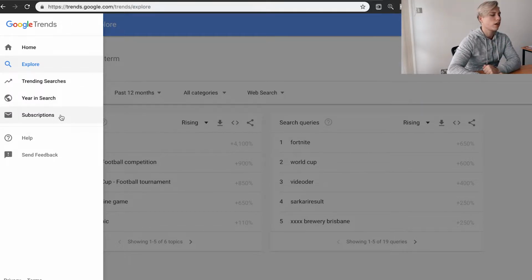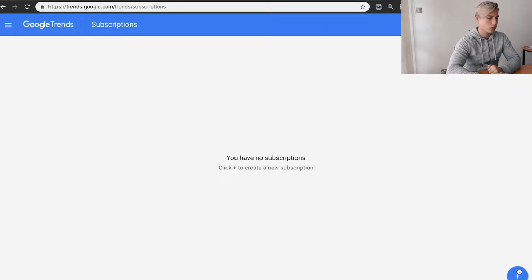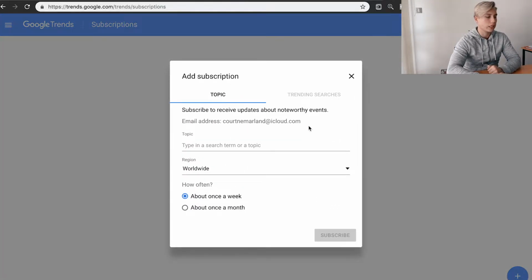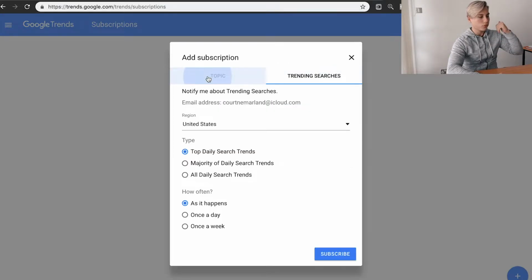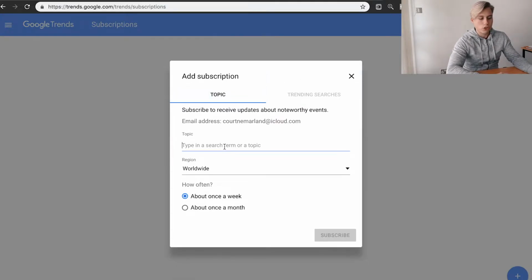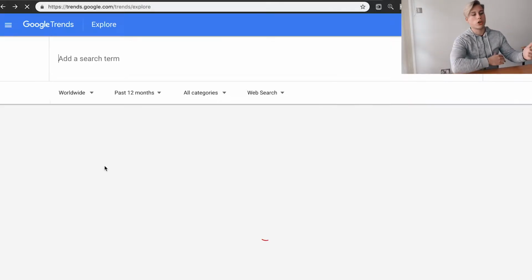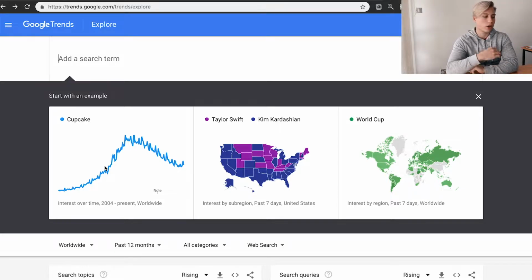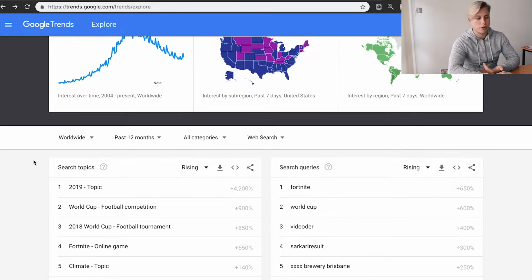Subscriptions is something that I've been trying out recently. Essentially, you can create a subscription here, and if you put in a search term and then choose your region and how often, once a week, once a month, Google is going to send you a whole lot of updates on what happened with that term. Are more people searching for it? So it's a very quick and easy way to keep an eye on whether a product is trending upwards or down, which I think could be very beneficial.